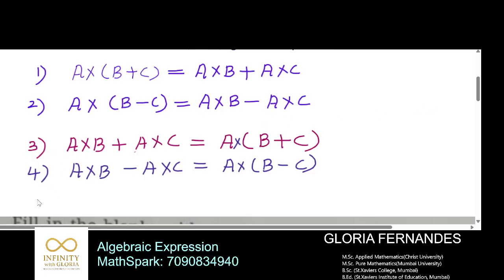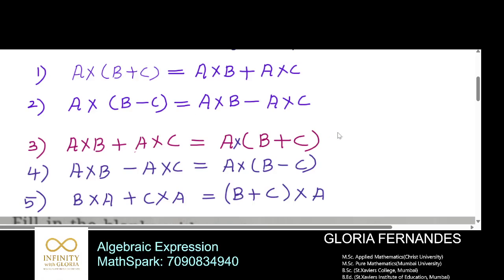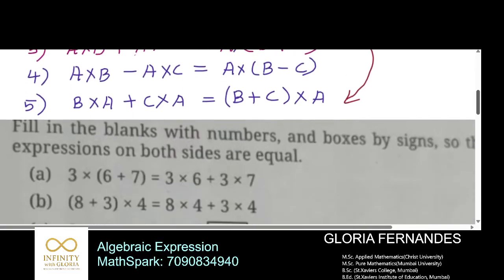Now the fifth one is instead of A over here, in the sum expression you may have B times A plus C times A. Again, it follows the same. A is multiplied here, whether you write this side or that side doesn't make any difference. So B plus C times A. You see here, property number 3 and 5 are the same. But many students get confused, that's why I have written it two times. I hope you got these properties, then we'll start solving.